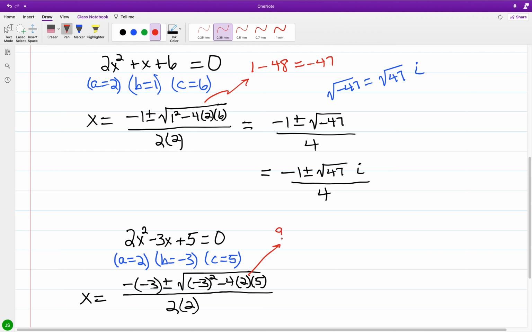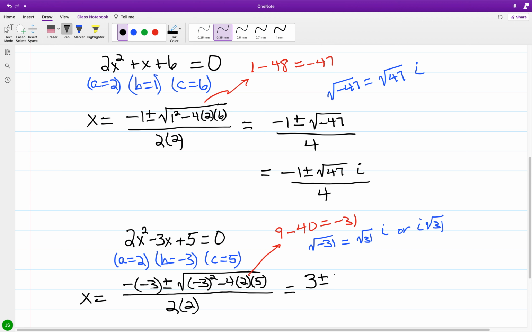Again, -3 squared is 9. -4 times 2 times 5 is going to become -40. So we have -31 in the difference. So you have 3 plus or minus the square root of -31. And by then, you can write this in terms of i. So the square root of -31 will be the square root of 31 times i, or i times the square root of 31.